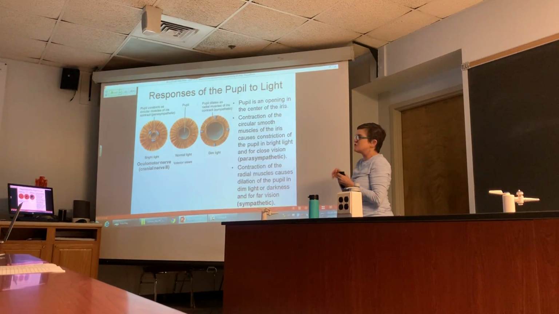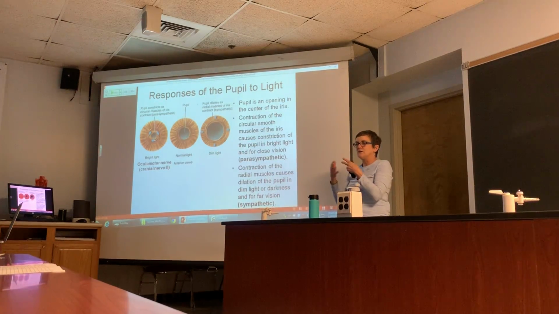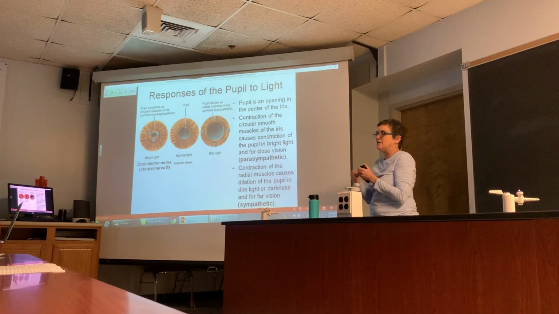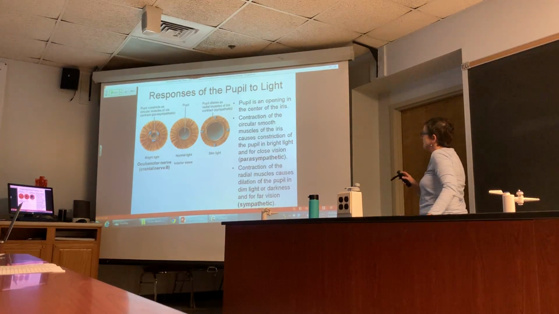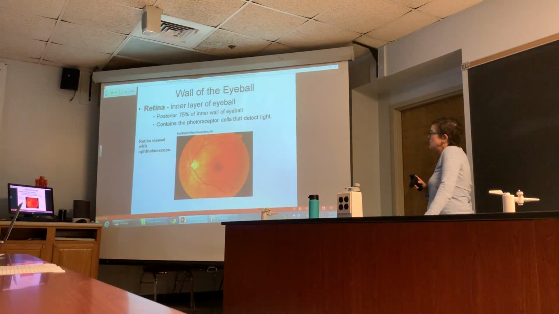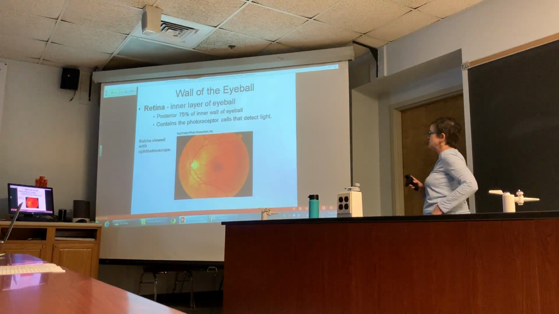So these can constrict or dilate depending on light conditions, but also depending on what you're doing at the moment, whether you're doing something up close or whether you're running, you know, for exercise or something like that. Any questions about that? So two layers of smooth muscle in your iris. That would be one of those intrinsic muscles of the eye, inside the eye, and they're smooth muscle.